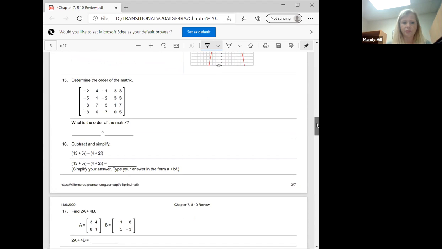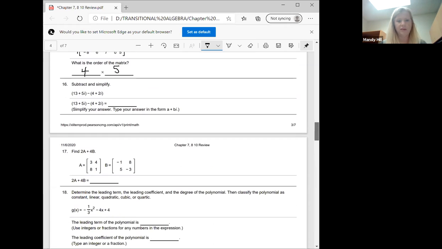So determine the order of the matrix. I always say go down first and count and then go over. Well, if we go down first, on this one, we have 1, 2, 3, 4. So it's a 4. Then go over 1, 2, 3, 4, 5. So it's a 4 by 5. Go down first, then over.